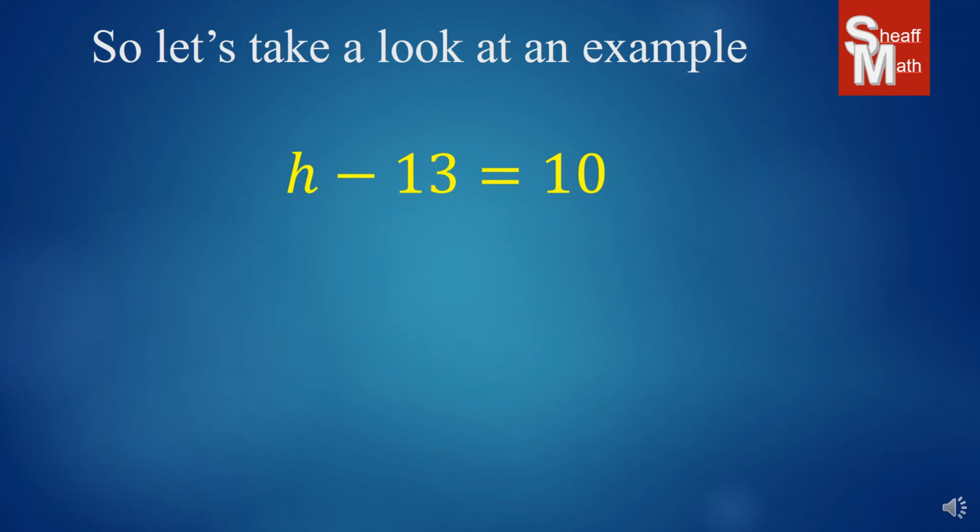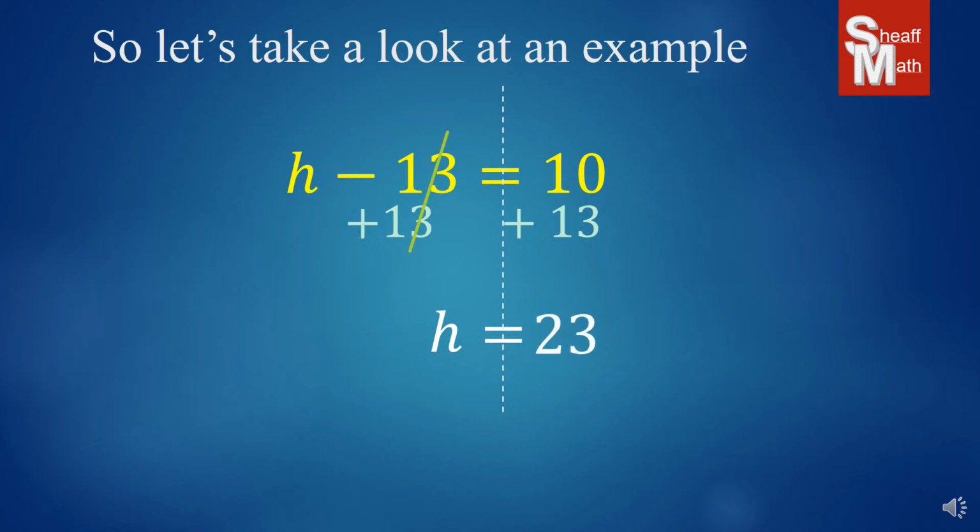Now we are going to add 13 to both sides to solve for h, because we want to undo that minus 13. That cancels out the minus 13, and we're left with h equals 23.